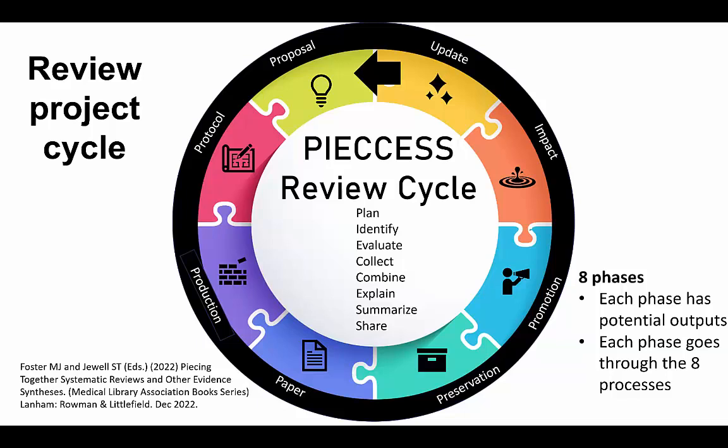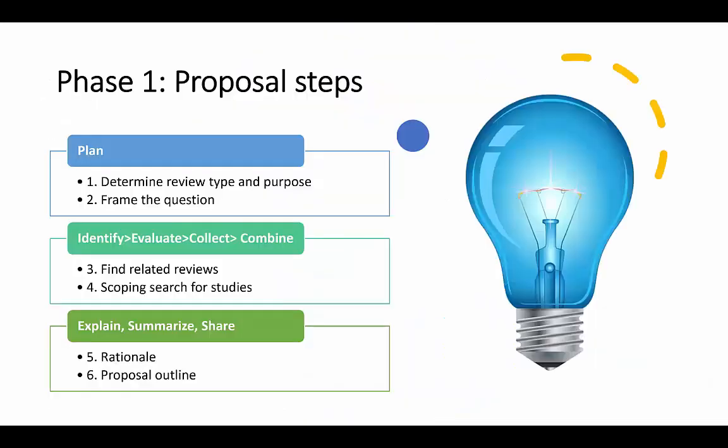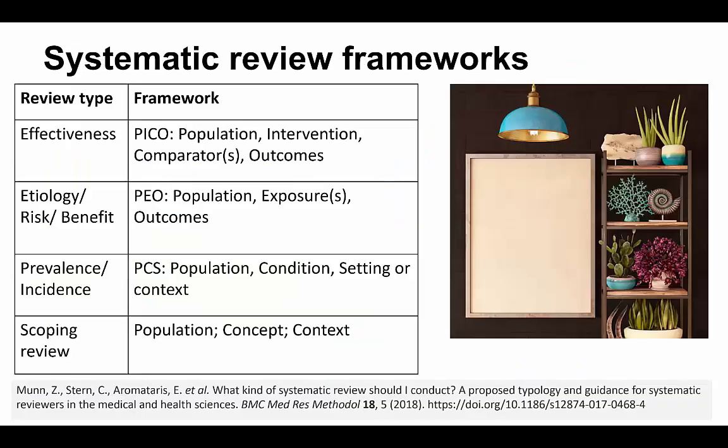So each of these phases has the opportunity to have an output. Whether that's a formal or published output can depend on your team, but everybody should be doing a protocol. Last time, when we were going through the proposal, we talked about the planning phase where you're figuring out which review type to do, framing the question, looking at related reviews, and probably doing a scoping search to get an idea of how many are out there, and then figuring out the rationale for doing this. So I just have a few slides as a summary on that.